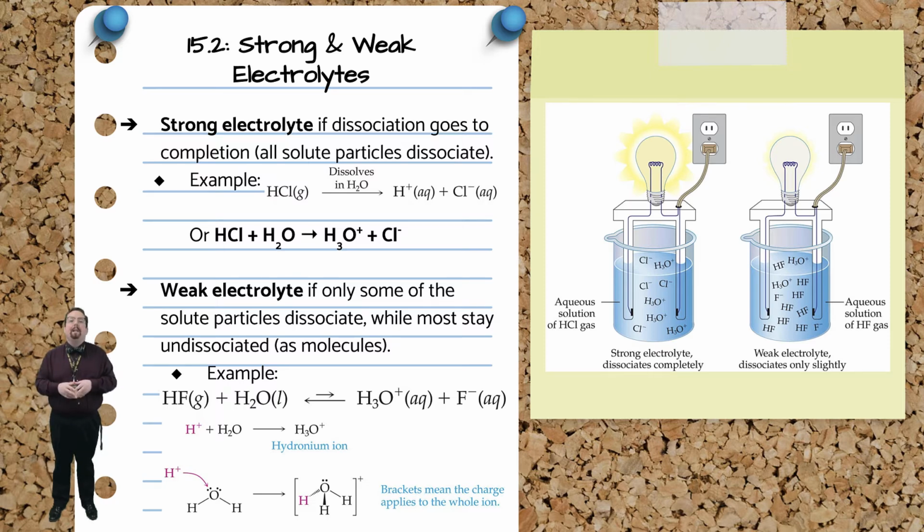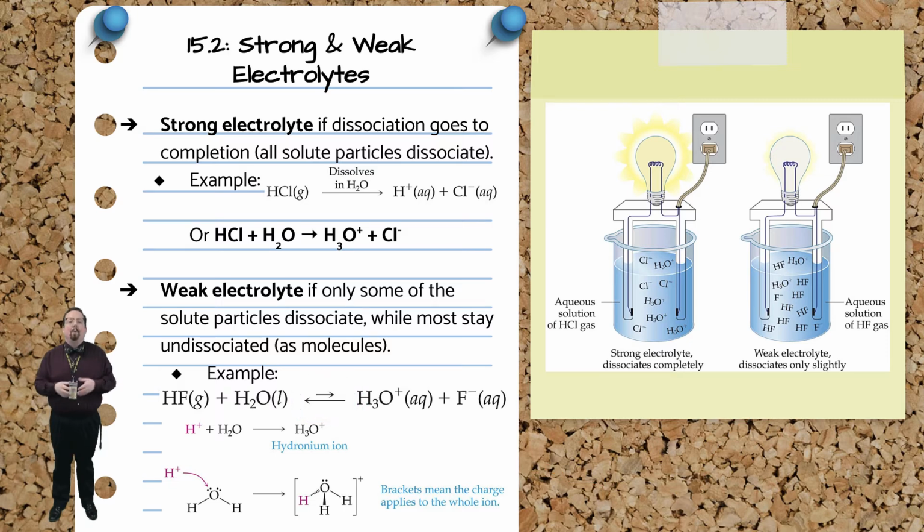For instance, the weak electrolyte HF will dissociate into hydrogen and fluoride ions, but most of the HF molecules will stay undissociated. Our equilibrium for this reaction lies to the left. To help illustrate this, we might draw the reverse arrow a bit longer than the forward arrow on this reaction.